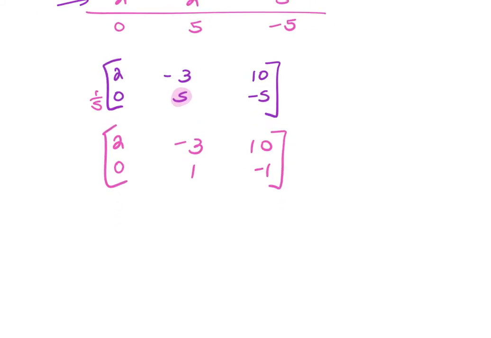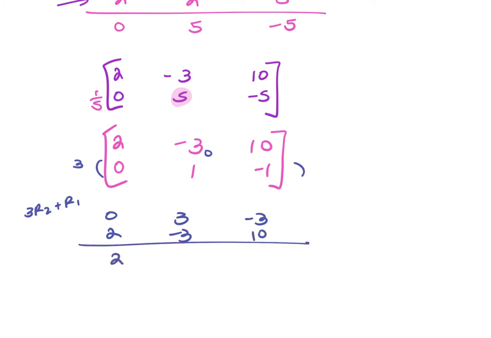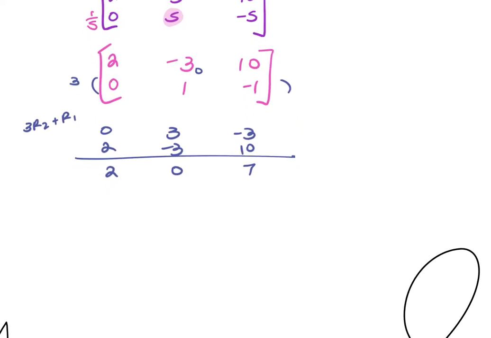Okay, so now I got my bottom row first this time, okay? So I'm going to work my way up, and I'm going to get the 0 here. How do I make that a 0? +3, right? +3, row 2 plus row 1. I get 0, 3, -3, plus 2, -3, 10. I get 2, 0, 7. My first row, 2, 0, 7. Second row, 0, 1, -1.